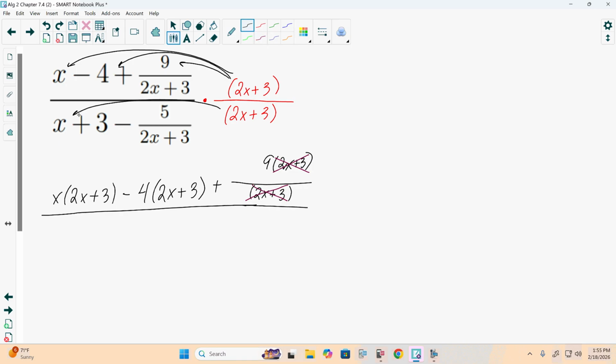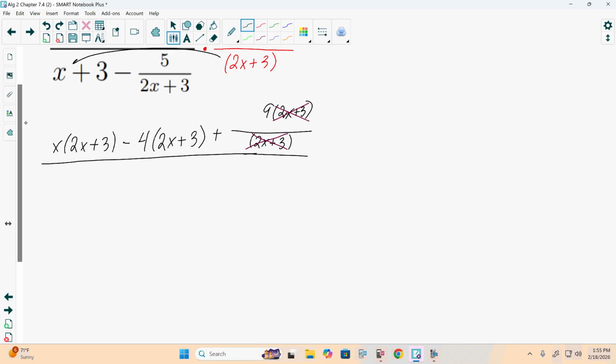We're going to do the same thing on bottom. We're going to have x times 2x plus 3. Then we're going to do our positive 3, so plus 3 times 2x plus 3, minus, not plus, that's going to be a minus. Keep track of my signs. 5 times 2x plus 3 over 2x plus 3. Just like with the fraction on the numerator, the 2x plus 3 and the 2x plus 3 will cancel.